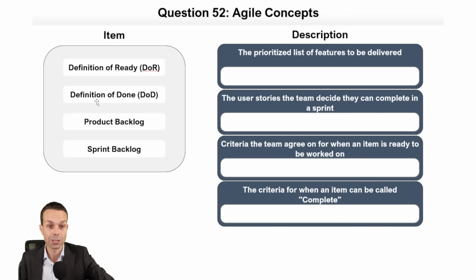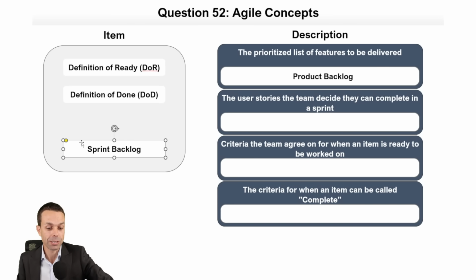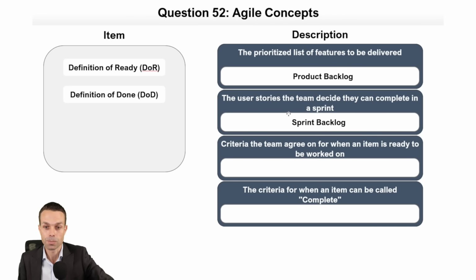More Agile concepts. Oh, and some of my favorite here, definition of ready and definition of done. So a prioritized list of features to be delivered, that's our product backlog. And we break that down into user stories and we put that into a sprint. So the user stories, the team decides that they can complete in a sprint. That's our sprint backlog. Now the criteria that the team agree for when an item is ready to be worked on, that's the definition of ready, or DOR.